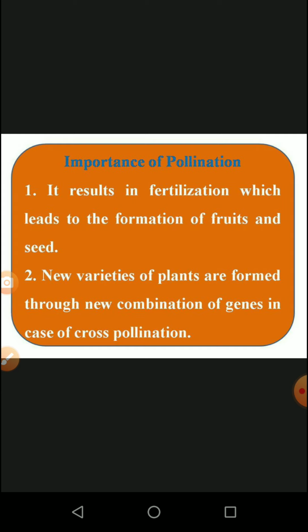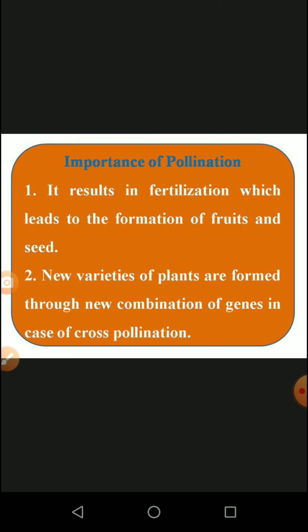Without fertilization, except for parthenocarpic fruit, no fruit forms. We already saw this in unit number 16. Except for parthenocarpic fruit, all other fruits and seeds are formed with the help of fertilization and the process of pollination.